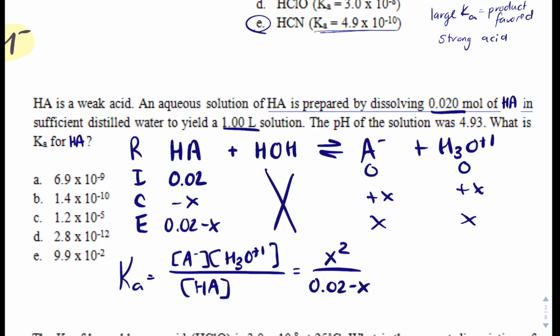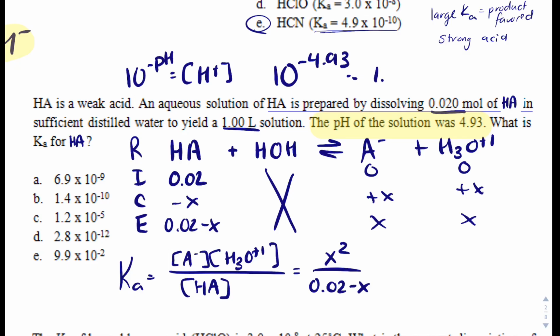But we're solving for Ka, so what I generally say is that there must be a clue as to what x is. And that clue is this pH. If I take 10 to the minus pH, that will give me just H plus. And since I have H plus or H3O plus in my reaction, and that represents x, that would be useful to me. So I'm going to take 10 to the minus 4.93. Let me plug that in, 10 to the minus 4.93. And that's going to give me 1.17 times 10 to the minus 5.